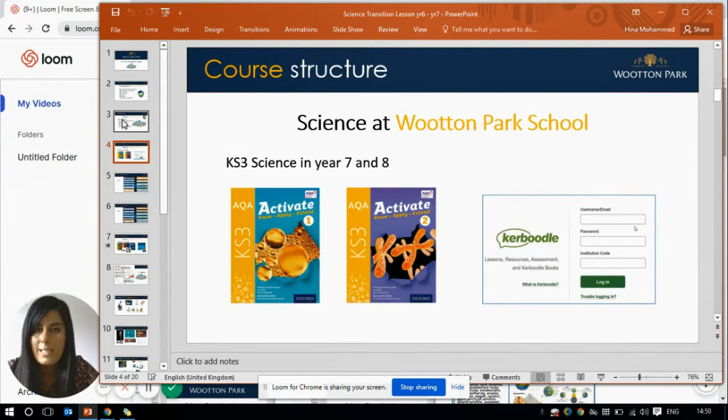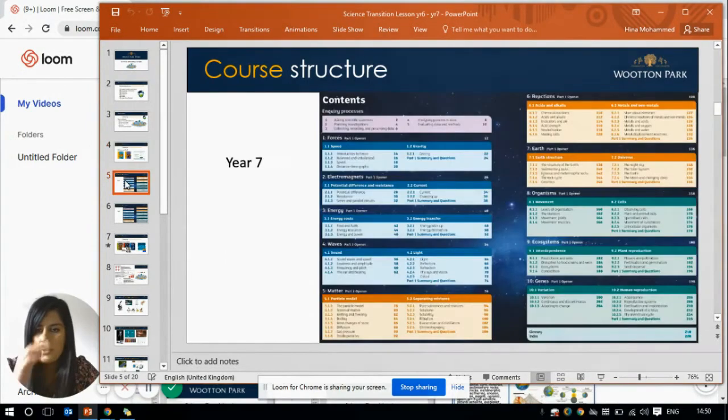these Activate 1 and Activate 2 textbooks. You don't need to worry about getting a copy for yourself because you will have access to these textbooks on the Caboodle website. You'll be given a username and password, so you'll have a digital copy online. Within these textbooks, the topics we study are mentioned here.